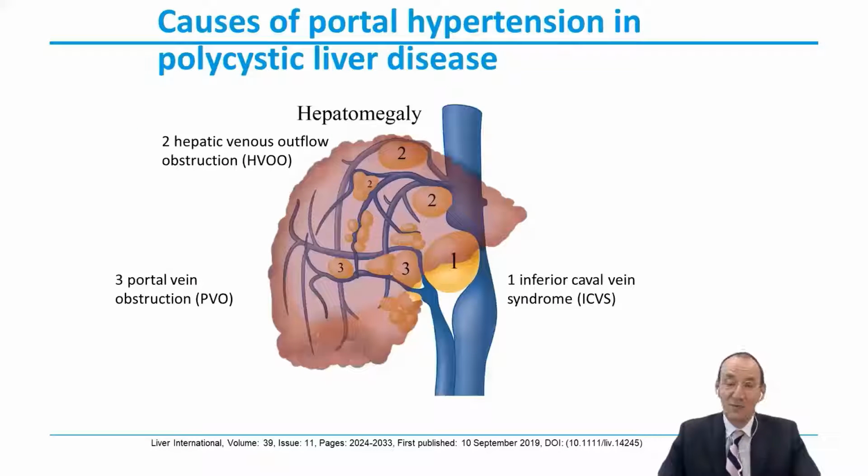And this can be the cause of portal hypertension. In this lady, she developed ascites and pleural effusion. And you can see that that can be a problem in these patients. Also, a portal vein obstruction by a strategically located cyst can be a cause of portal hypertension. And the third problem that these patients can have is that the inferior caval vein gets obstructed by a large cyst, and that these patients will develop an inferior caval vein syndrome.